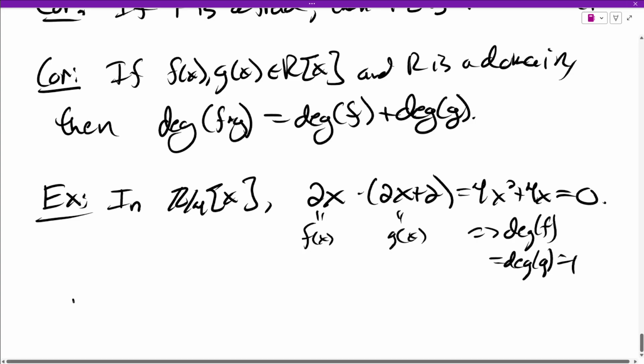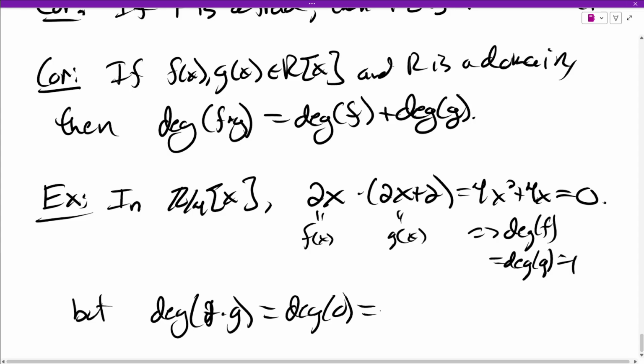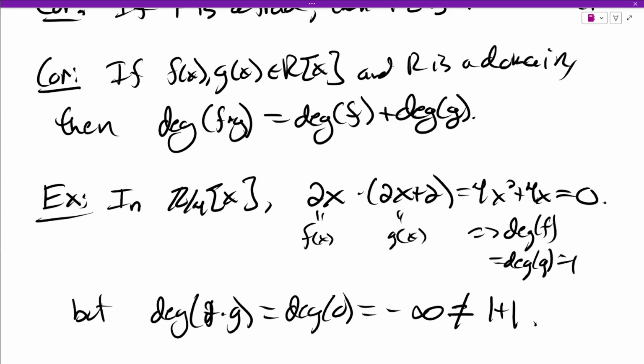The degree of fg in this case is the degree of 0, and the degree of the 0 polynomial is regarded as negative infinity. In particular, it is not equal to 1 plus 1, which is the sum of the degrees of f and g. So you really, really, really need a domain for this to be true. Otherwise, the degree fails to be additive.